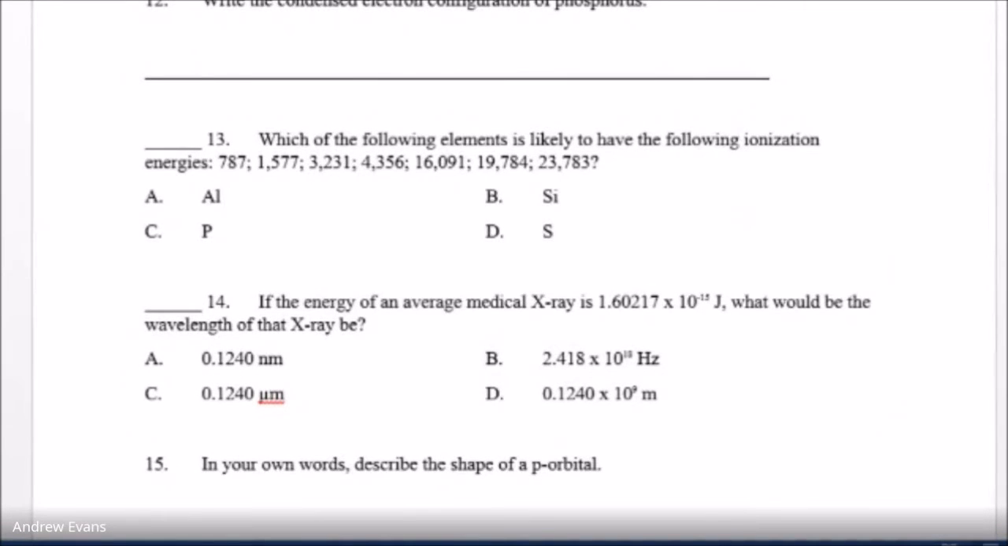Which of the following elements is likely to have the following ionization energies? So this one you look for where is the humongous jump. Which one of these jumps is so much bigger than the others? 787, 1577, 3,231. Either of these jumps could be the big jump. Maybe 4,000. Okay. Then 16,000. Then it's like, oh, no, there's the obvious jump right there.